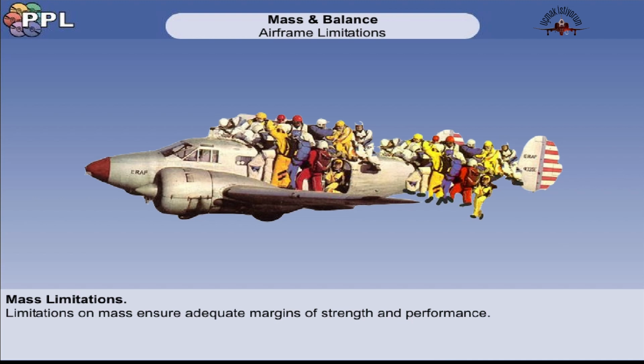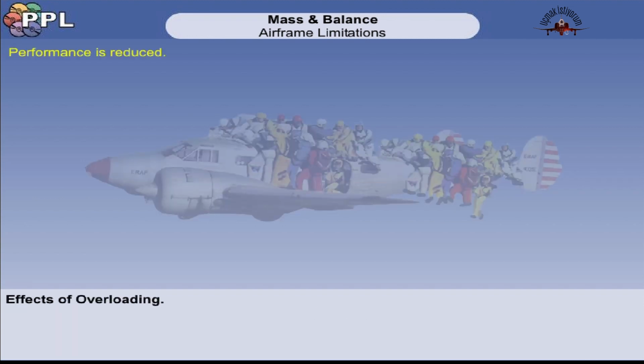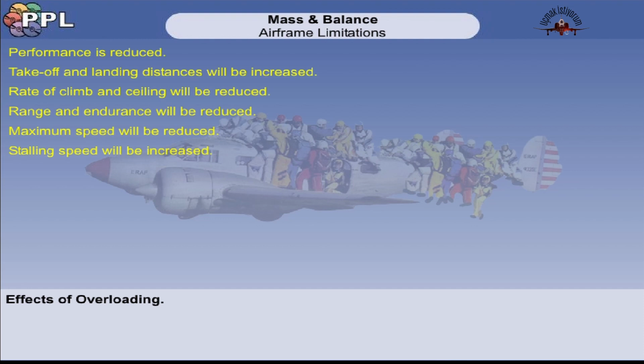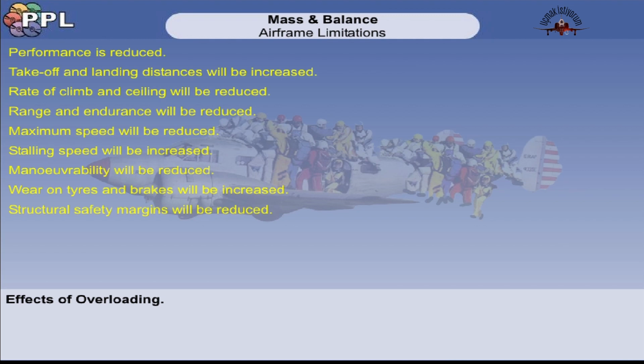Limitations on mass are set to ensure adequate margins of strength and performance, and limitations on centre of gravity position are set to ensure adequate stability and control of the aircraft in flight. If the limiting mass of an aircraft is exceeded, performance is reduced, takeoff and landing distances will be increased, rate of climb and ceiling will be reduced, range and endurance will be reduced, maximum speed will be reduced, also stalling speed will be increased, manoeuvrability will be reduced, wear on tyres and brakes will be increased, and structural safety margins will be reduced.